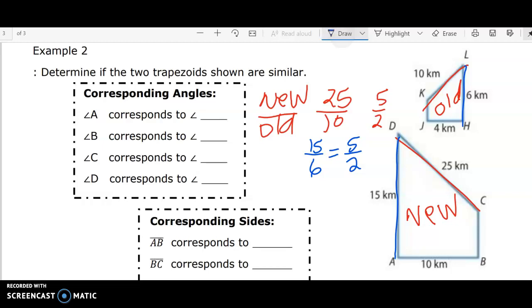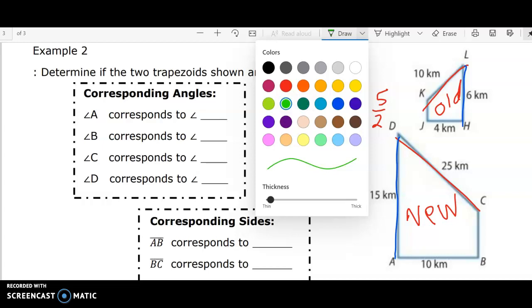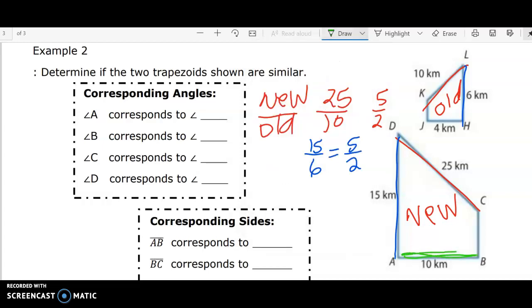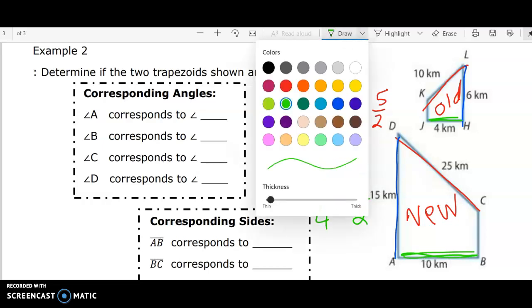The next one I'm going to do is I'm going to go this side right here to this side right here. And so 10 to 4, those are both divisible by 2, and so that simplifies to 5 over 2. So that is correct. And notice I use different colors, because what I'm going to do here now is I have to do the corresponding angles.